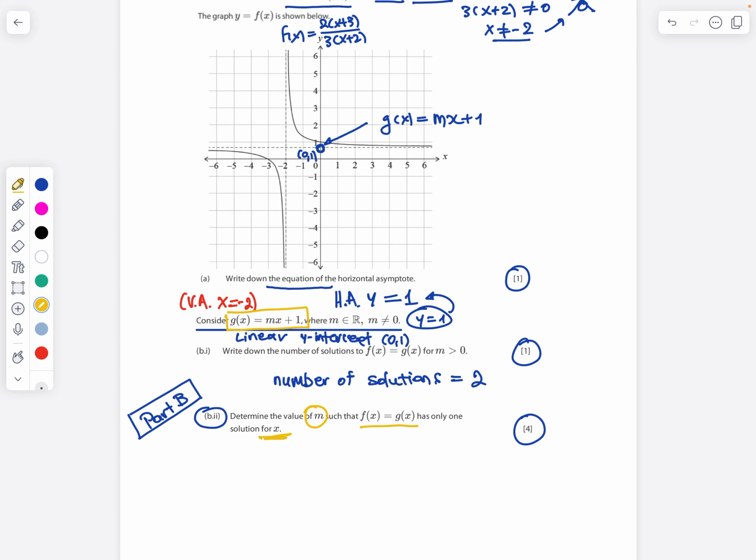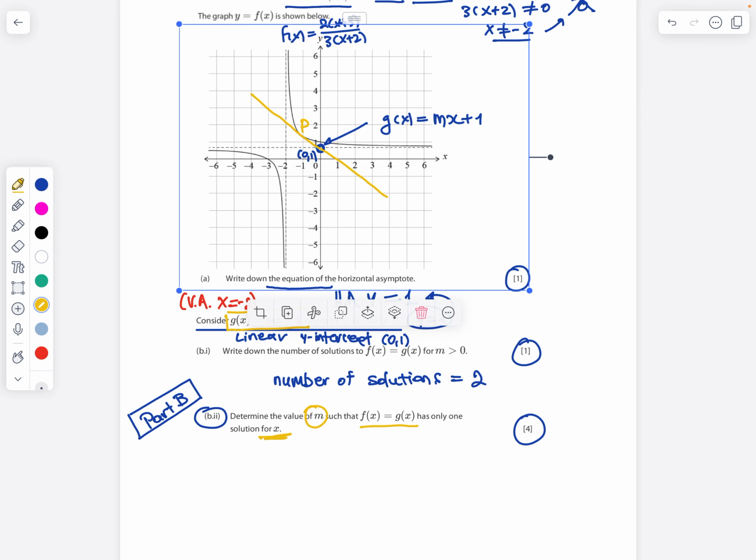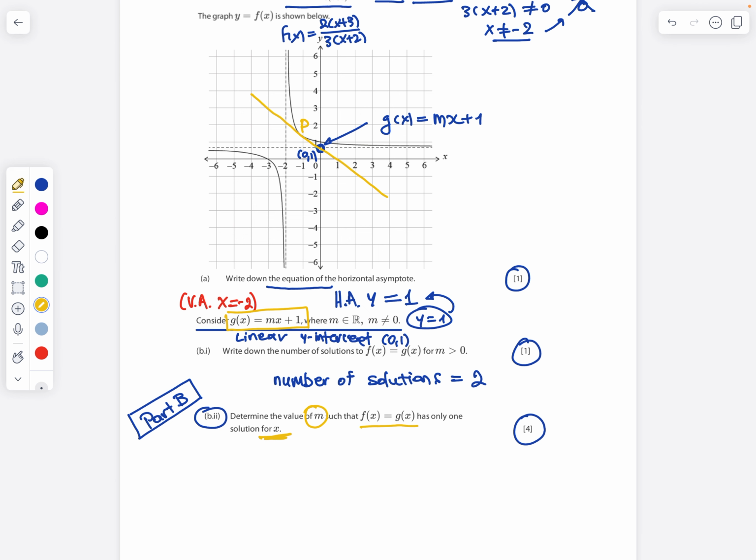Now, if m is positive, then that means that g of x is going to grow upwards, and that's essentially not a possible solution because you end up with 2 points of intersection. So the only possibility for having 1 point of intersection whilst at the same time going through (0, 1) would be to have a tangent at some point P. Let's put the P here that we're trying to find. And obviously we should expect that it's going to be some sort of negative m, so m smaller than 0.